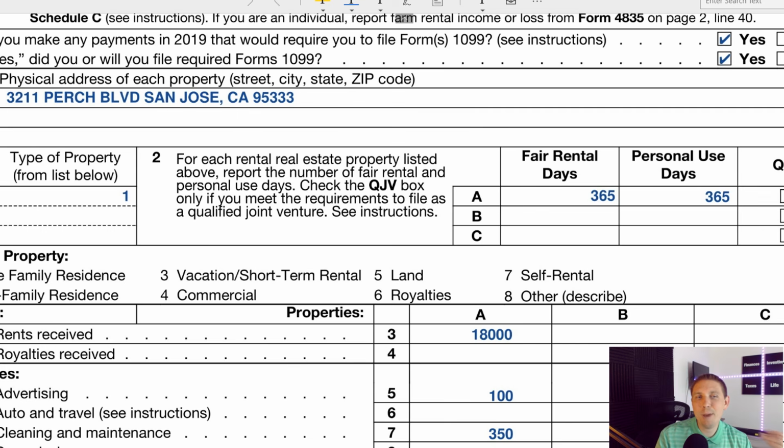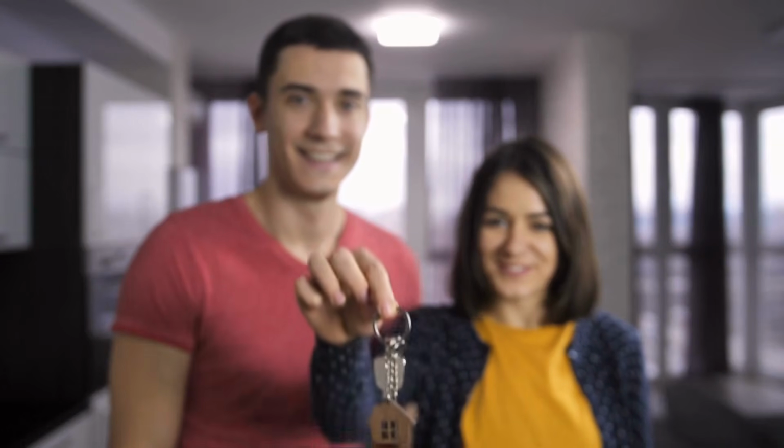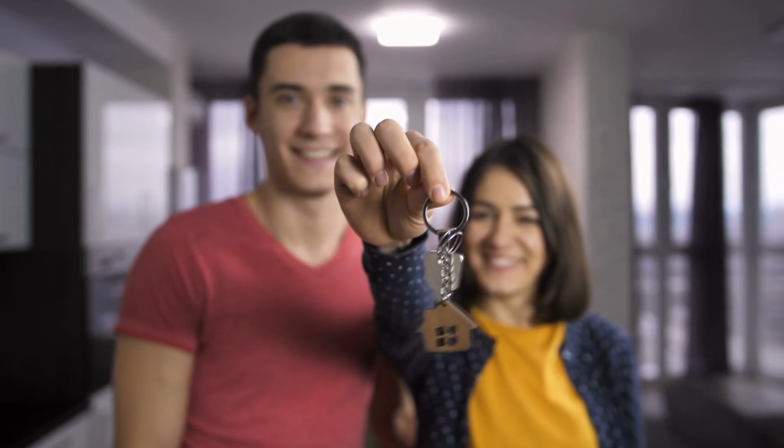But that's just something to be mindful of: if you only rent this out for half the year, and the other half of the year you use the property personally, or you have it up for sale, well, then you can't deduct the full year's worth of expenses because you didn't rent it out for the full year. Does that make sense?